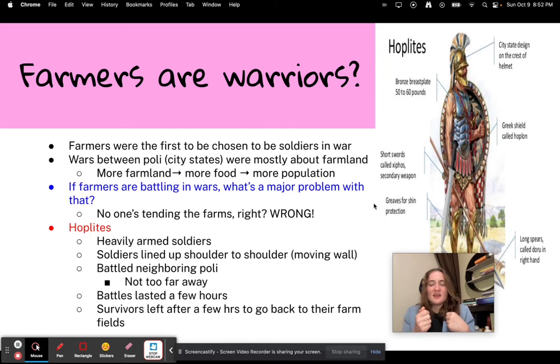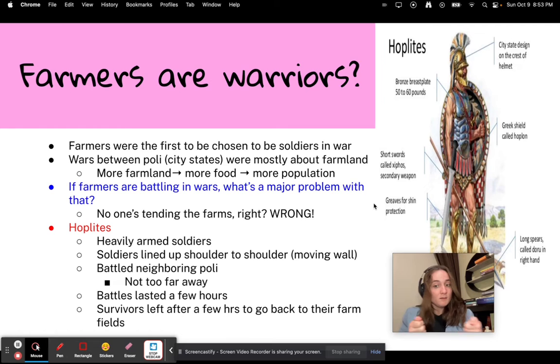And the cool thing about this was that since they were battling other city states, they were all relatively close together, so they didn't have to travel very far. Usually battles lasted a few hours, not even a day. Survivors left after a few hours to go back to their farm fields. Okay, so the hoplites mostly were farmers.